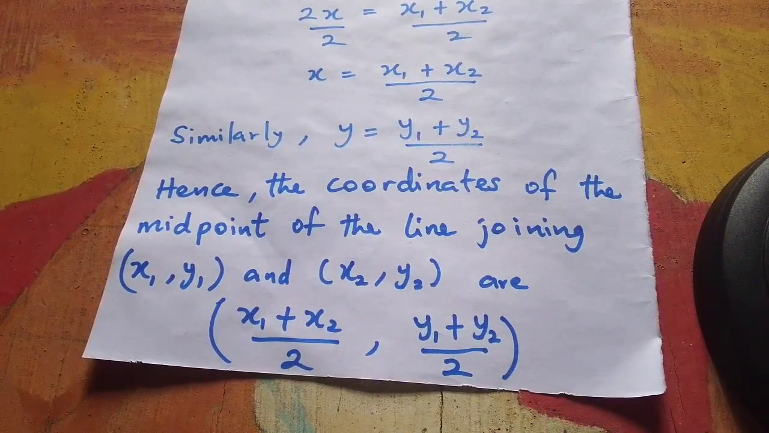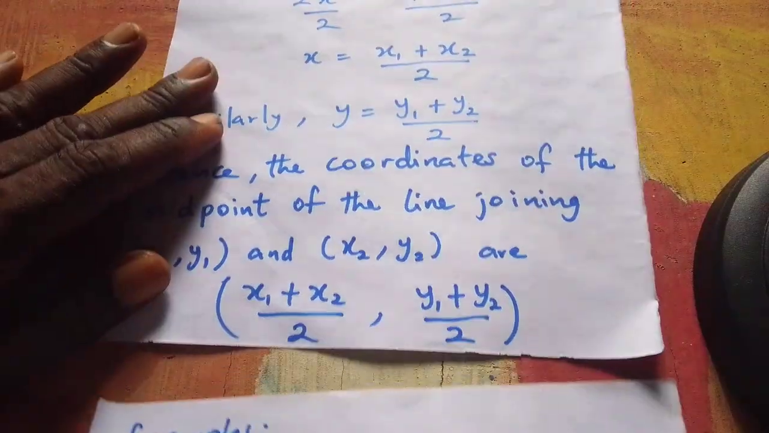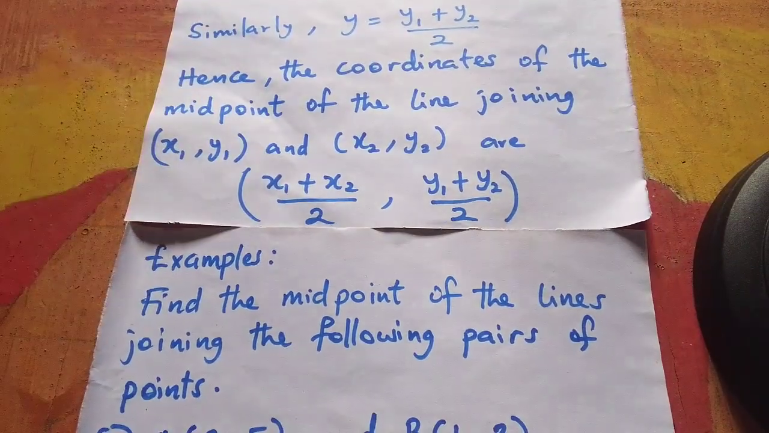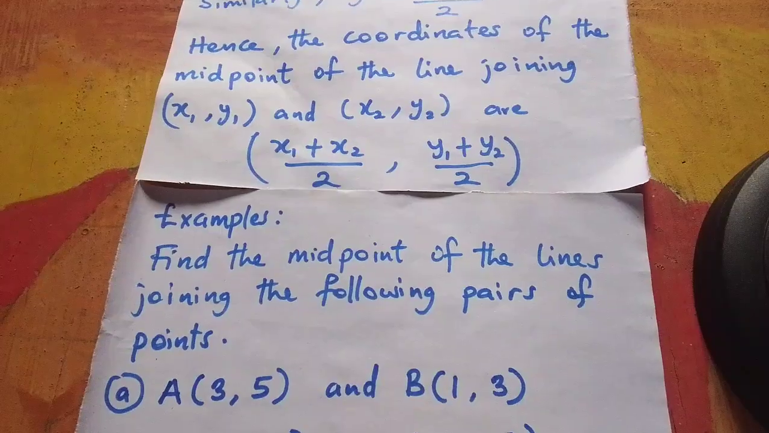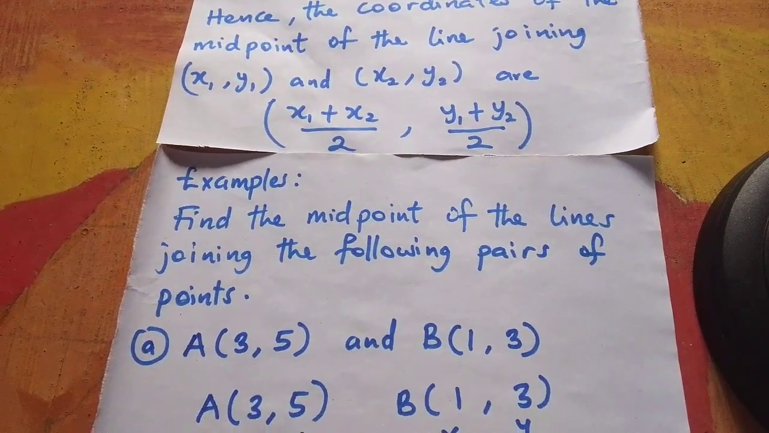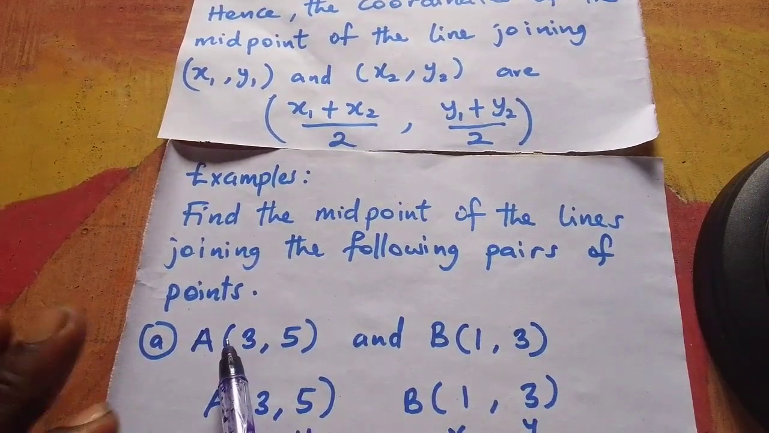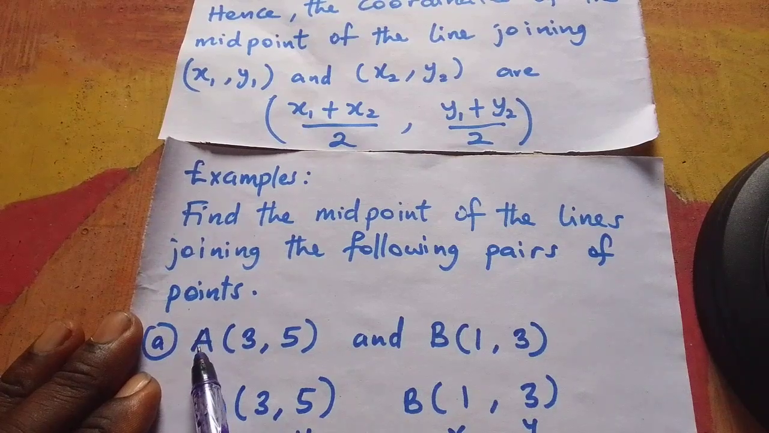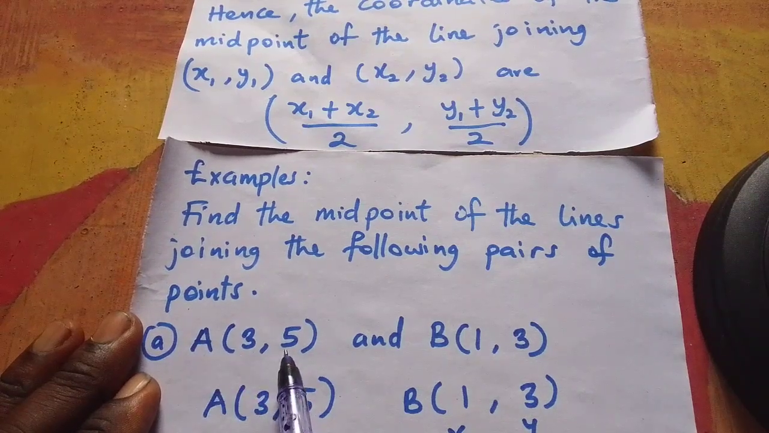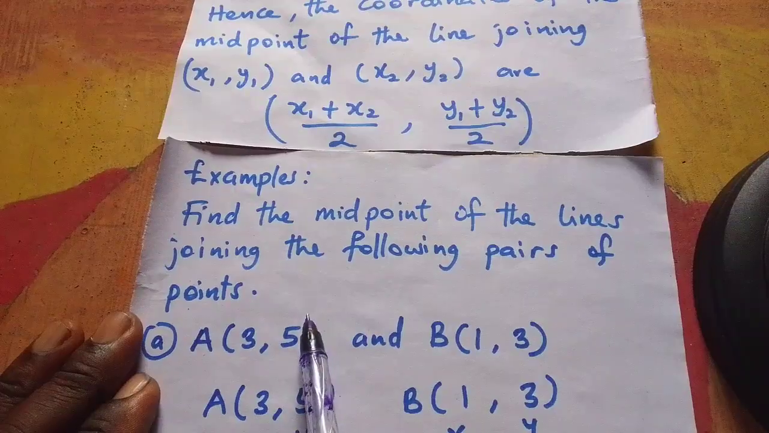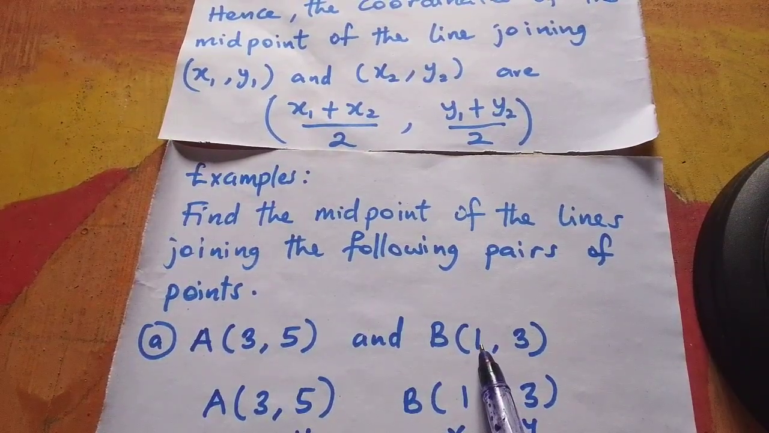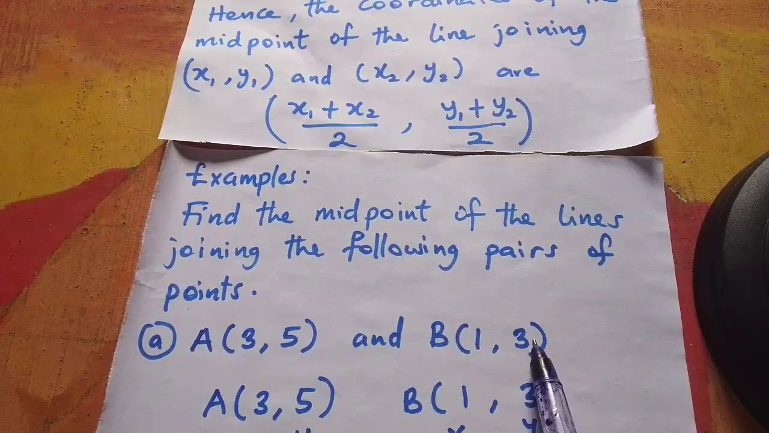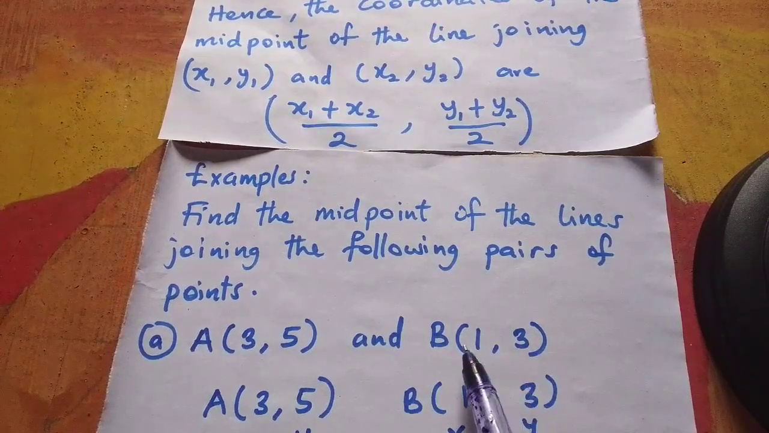Now let's consider some examples. Find the midpoint of the line joining the following pairs of points. Without really drawing the graph, you want to know where the midpoint, halfway, will be. If the coordinate of A is (3, 5), the value for x is 3 and the value for y is 5, and for B the coordinate is (1, 3): the value for x is 1 and the value for y is 3. So what will be their midpoint?